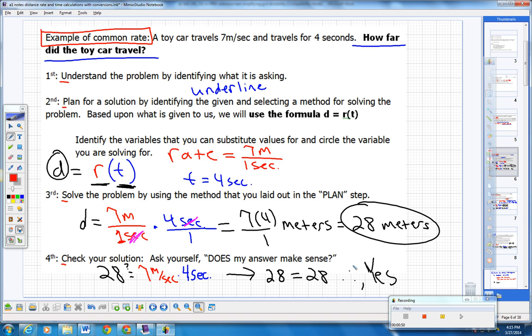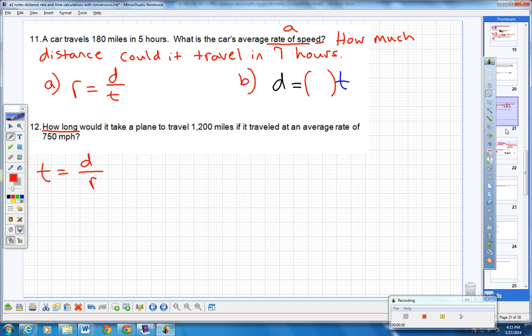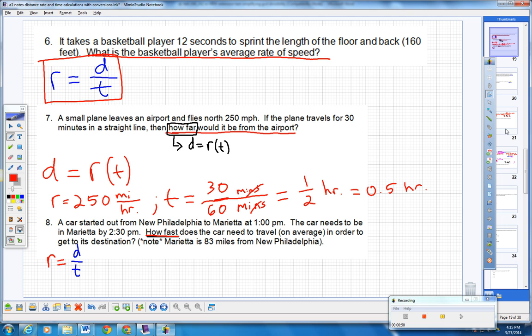Okay? In understanding the problem, you want to identify what the question is asking. When you identify what the question is asking, I want you to underline it. What is the basketball player's average rate of speed? It's asking me for the rate, so I know I'm going to use the rate equal to the distance divided by the time. At this point, I just have to find the distance. Oh, yeah, here it is, 160 feet. That's D. Find the time, T. Divide those two values. That's going to give me an answer in feet per second.